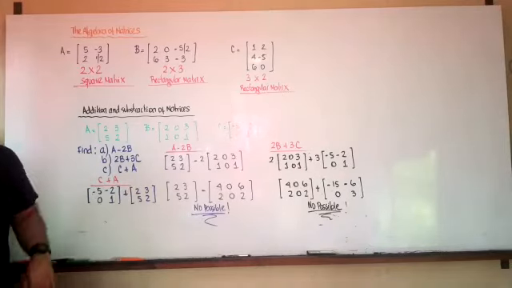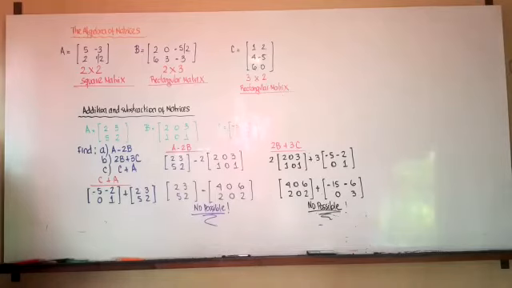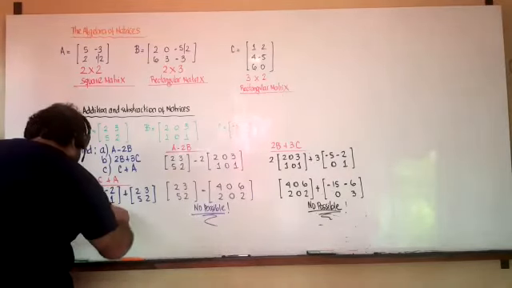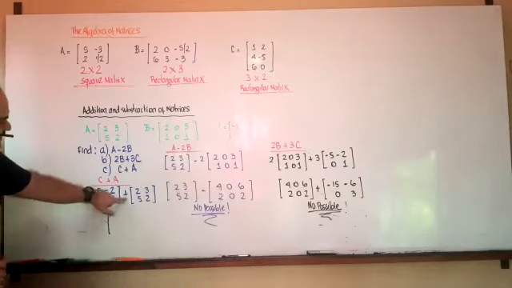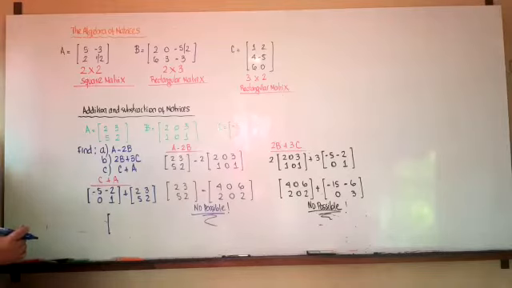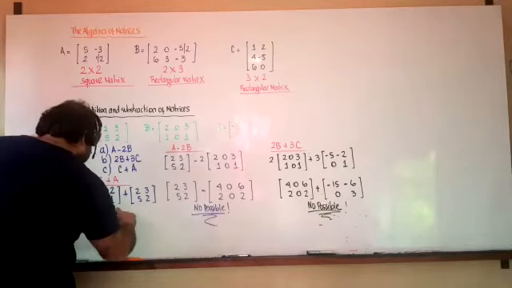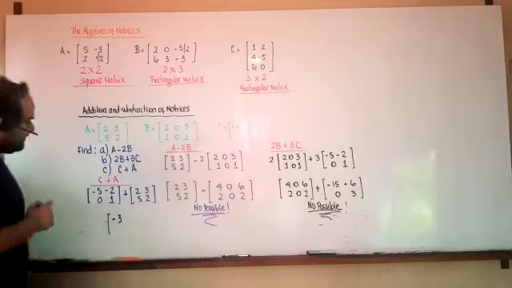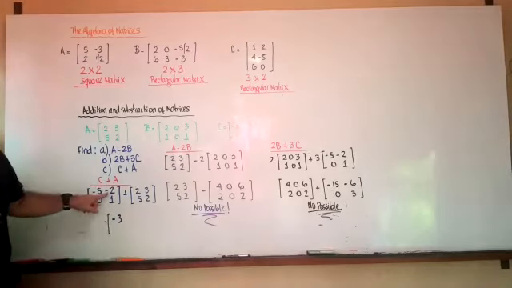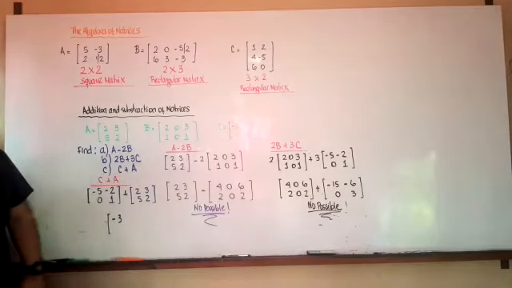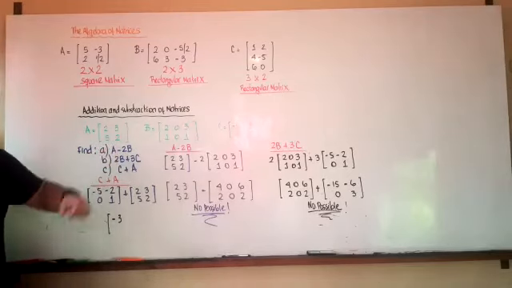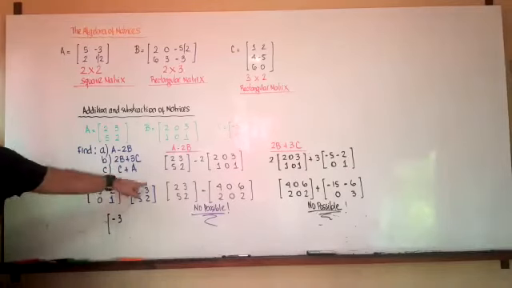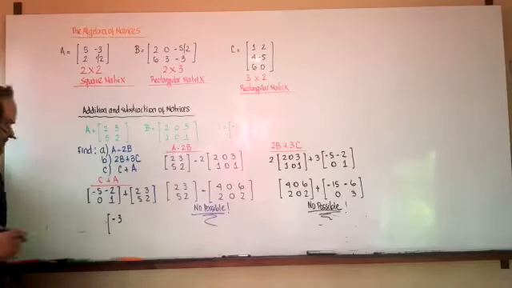How are we going to perform this operation? It's simple. We're going to add or subtract position by position. I mean, we got negative 5, right? Negative 5 plus 2 will be negative 3. Yes or no? Negative 3. Yes. Second one, negative 2 plus 3 will be 1, right? Yes, 1.